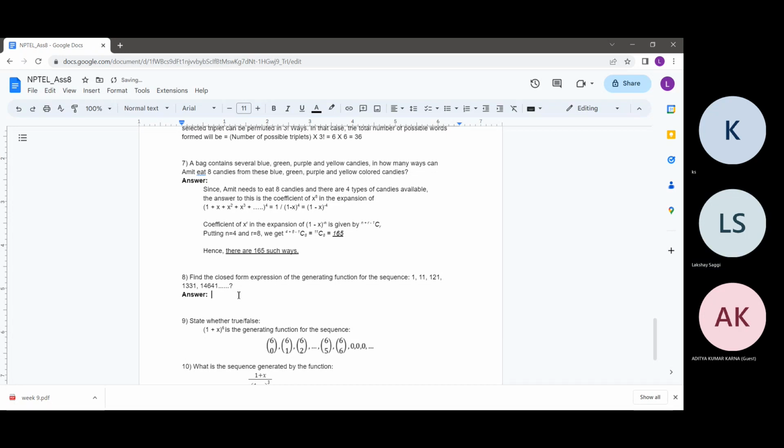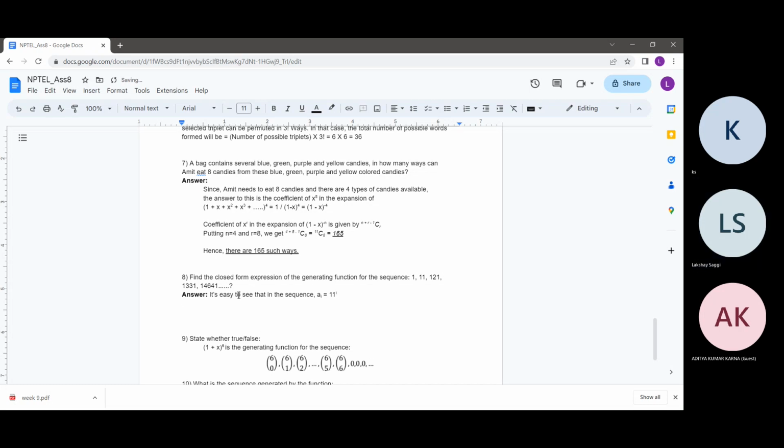It's easy to see that in the sequence, a_i is equal to 11 to the power i. So the generating function f of x is nothing but 1 plus 11x plus 11 squared x squared, or maybe I'll just write it as 11x whole squared. Since it's nothing but 11 squared x squared, I can put 11x together and get 11x whole squared. Similarly, the next term will be 11 cubed x cubed, which is nothing but 11x whole cubed.